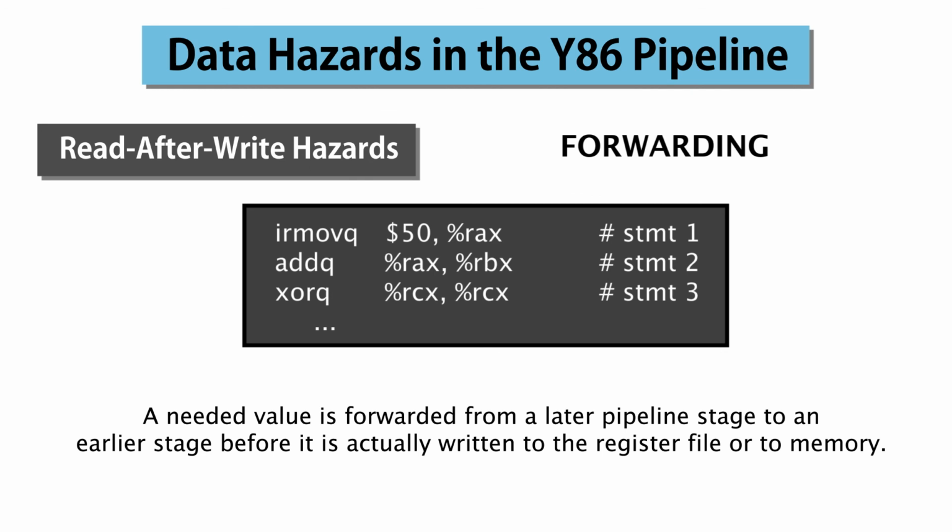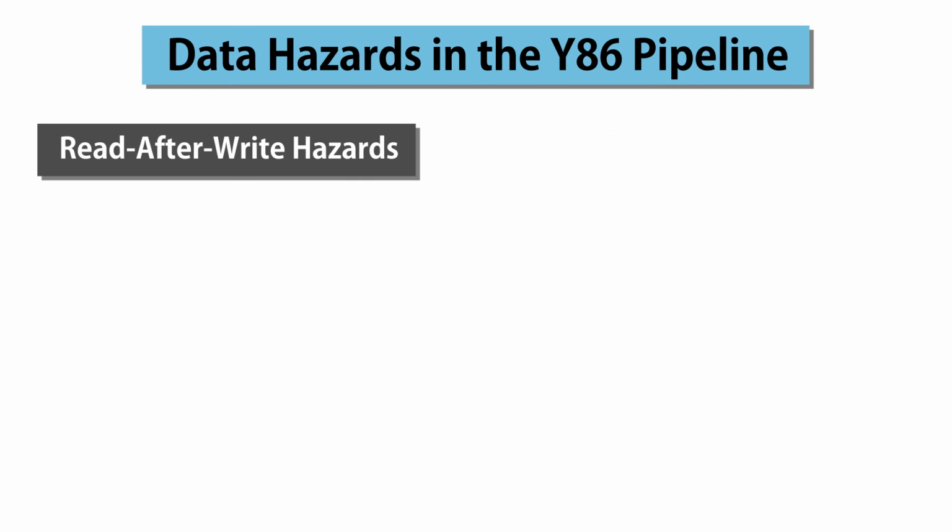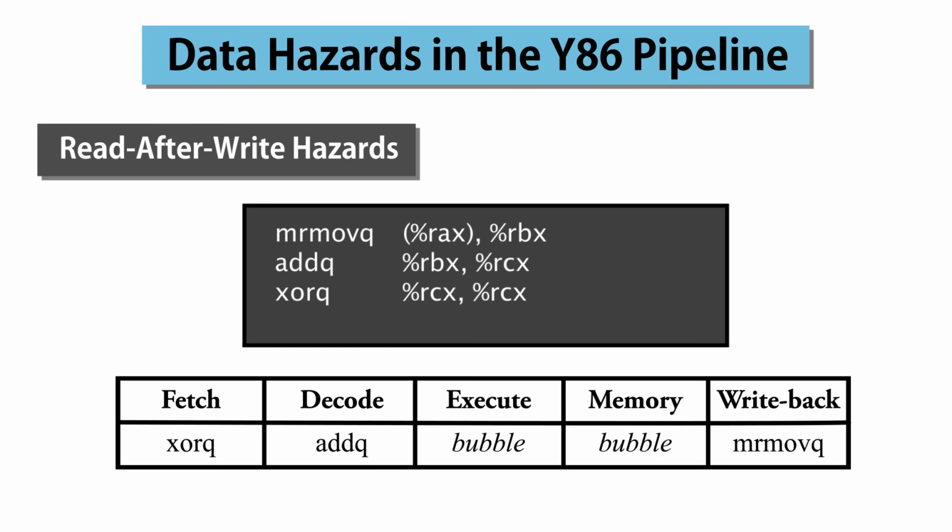However, there are still a few cases when forwarding cannot be used to resolve a data hazard. Consider this code, for example. Here, the source of the MR move queue instruction is a memory address. The value will not be available within the pipeline until after the memory stage. Therefore, forwarding cannot supply that value to the add queue any earlier than that. In this case, stalling is required. In a typical implementation of the pipeline, a combination of stalling and forwarding are used to deal with data hazards. Forward when possible, and stall when necessary.